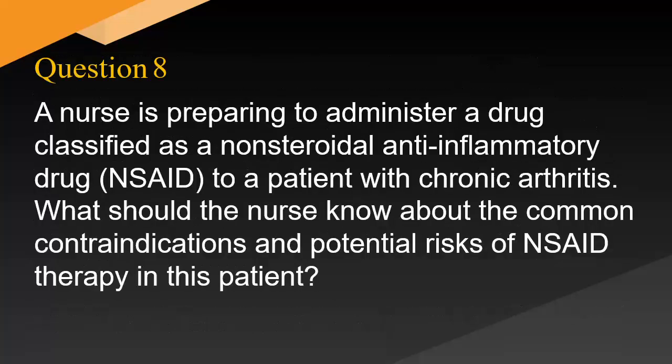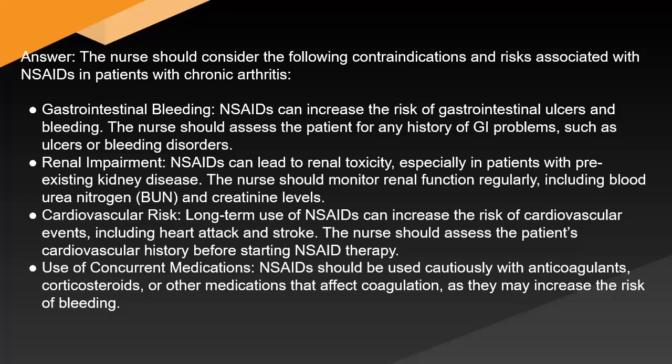A nurse is preparing to administer a drug classified as a non-steroidal anti-inflammatory drug (NSAID) to a patient with chronic arthritis. What should the nurse know about the common contraindications and potential risks of NSAID therapy in this patient? Answer: the nurse should consider the following contraindications and risks associated with NSAIDs in patients with chronic arthritis. Gastrointestinal bleeding: NSAIDs can increase the risk of gastrointestinal ulcers and bleeding. The nurse should assess the patient for any history of GI problems, such as ulcers or bleeding disorders.